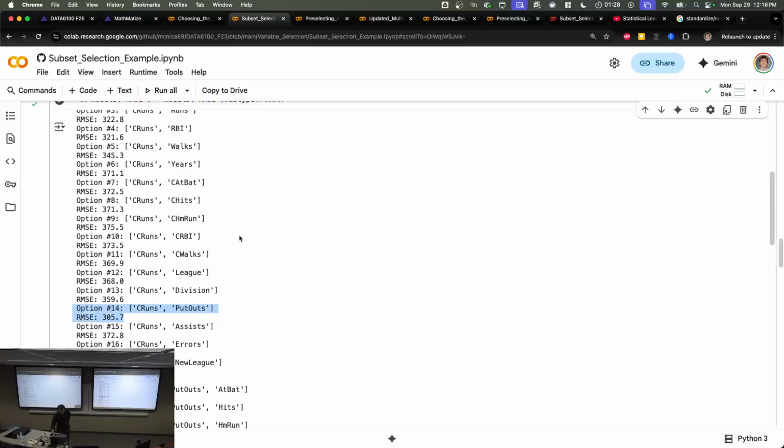And so it kind of makes sense that if you already know somebody's C runs, then knowing their C home runs won't help you learn more about them. Like we already know if they're good or bad at that. But knowing their putouts will tell us, hey, actually this person, maybe they're not very good at runs, but they are good at defense. So it kind of makes sense that things that are telling you different aspects will have a lower error together than things that are telling you the same thing.